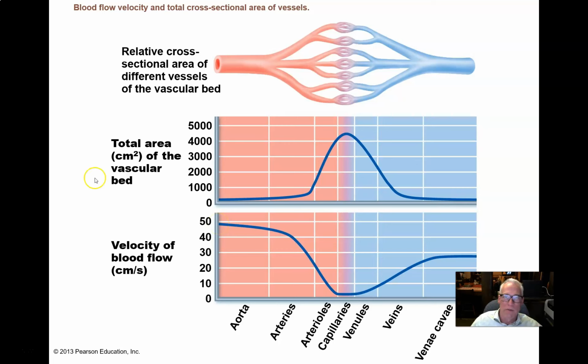We still have to get the same flow, right? 5 liters per minute here, 5 liters per minute here, 5 liters per minute here at rest. If there's a smaller diameter, you have to push the blood through at higher velocity.